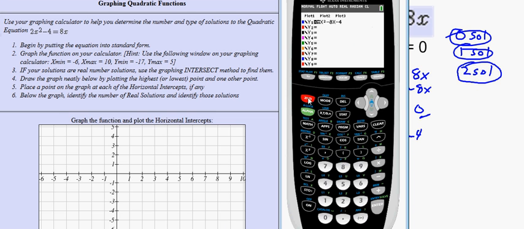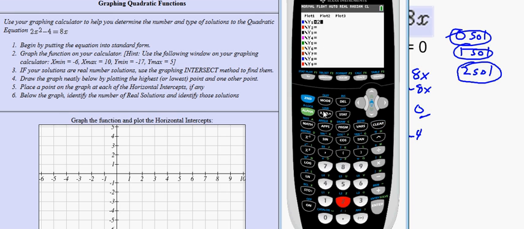when you turn your calculator on, you start in what's called the home screen. And let me quickly get there. So when you turn your calculator on, it looks like this. Then you press y equals. I had already typed the equation in, but if you already have equations in there, hit clear. And I'm going to type them in.